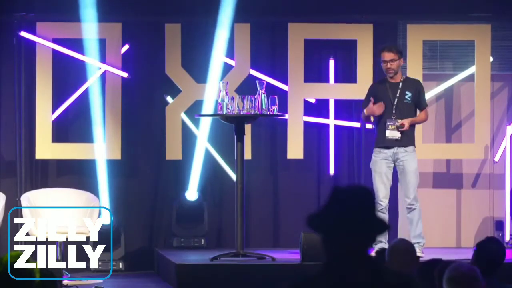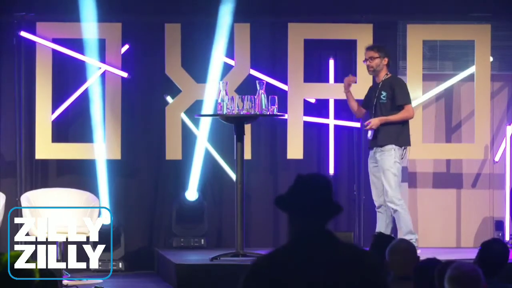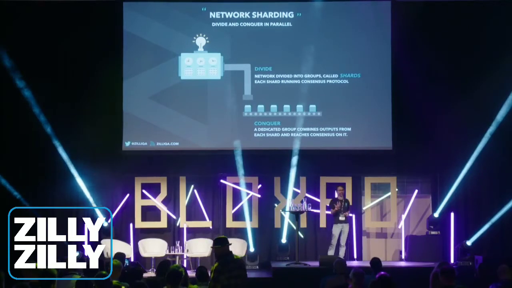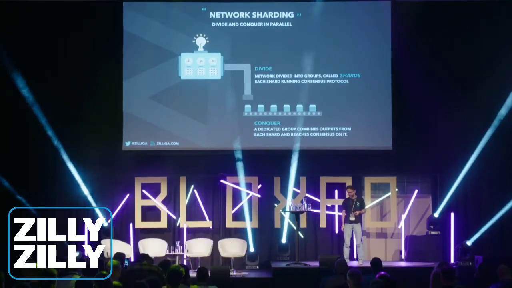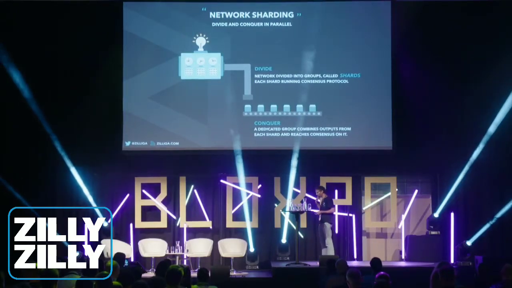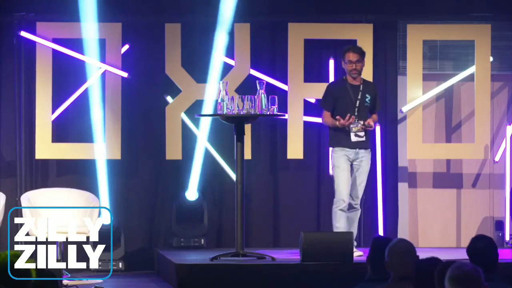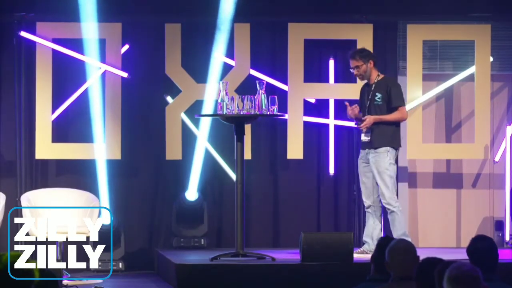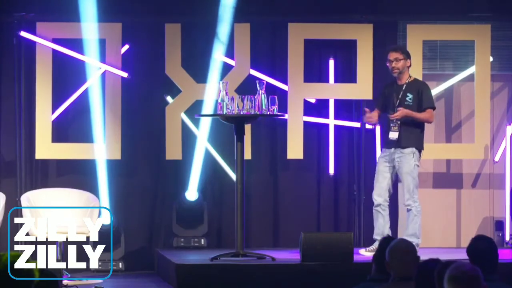This is pretty counterintuitive, because if you compare with Bitcoin or Ethereum right now, or any existing proof-of-work-based blockchain, if you add a node in the network, the throughput actually goes down to some extent. But here it should increase. And this is the idea of sharding, essentially. You divide, and then you conquer.